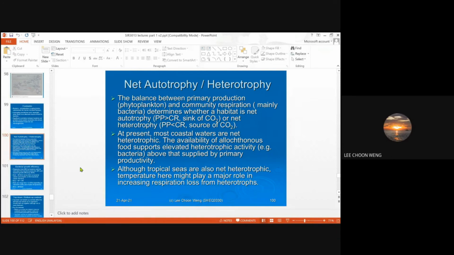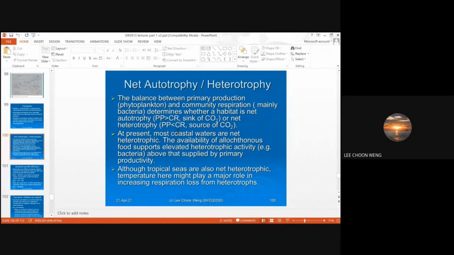Okay, so if primary productivity is higher than community respiration at one place, at one habitat, then that habitat becomes net autotrophic. Net autotrophy means it is a sink. It is a sink of CO2. There's a net absorption of CO2 at that place.